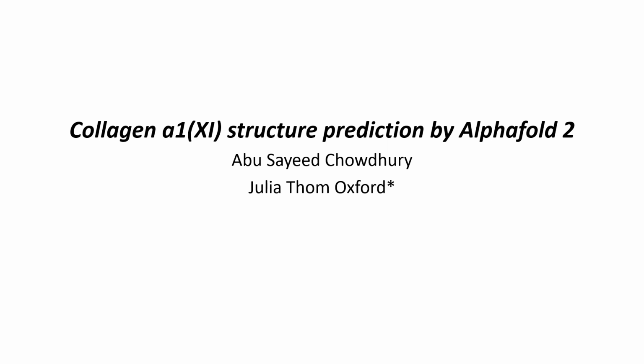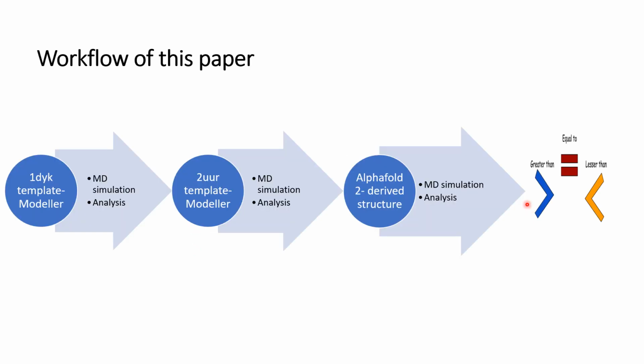The title of our paper is Collagen 11 Alpha 1 Structure Prediction by AlphaFold 2. Workflow for this paper. There is no structurally determined protein information for the aminopropeptide domain of collagen 11 alpha 1. So we have built three structures based on two different templates.